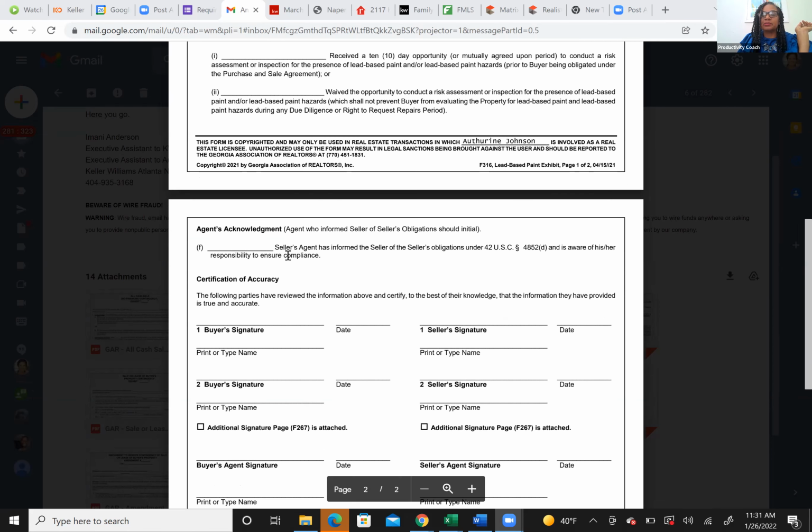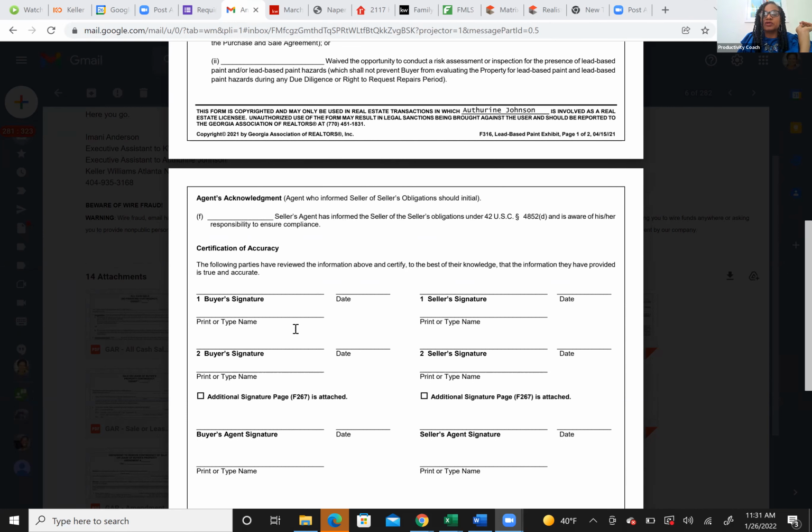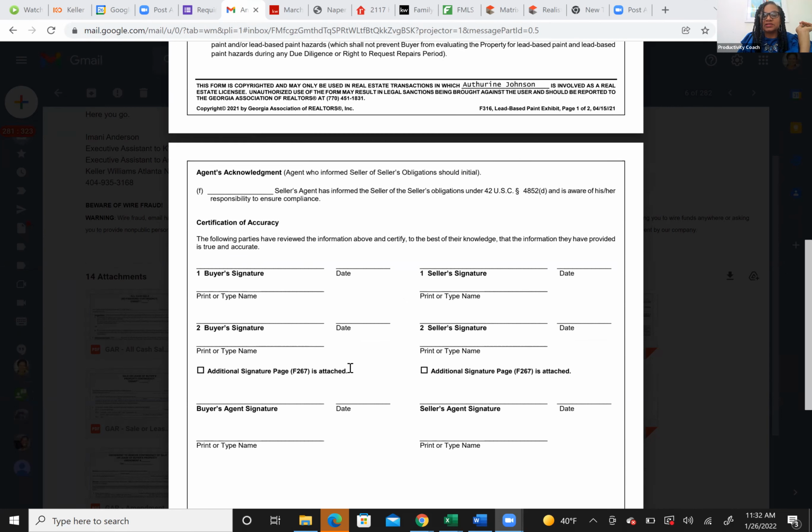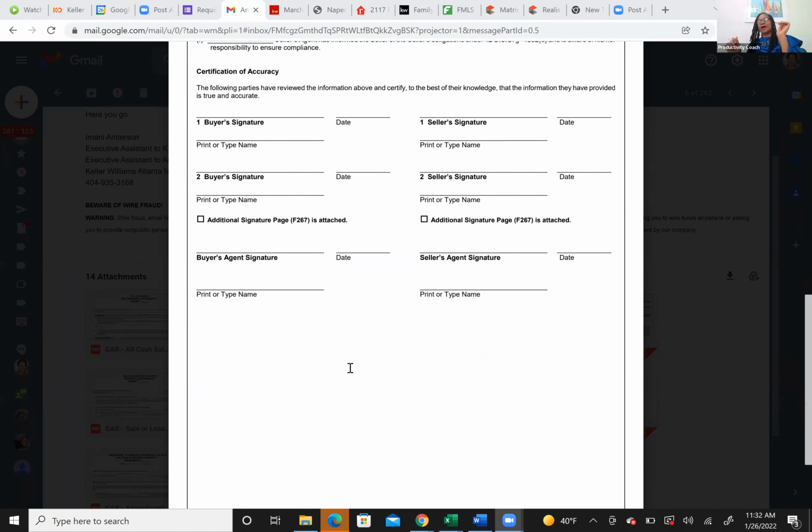All right, now here's your part as the seller's agent. Seller's agent has informed the seller of the seller's disclosure under, and they quote the law, and is aware of his or her responsibility to ensure compliance. So as the seller's agent, please, you must initial here. And then of course, we need all of the signatures before we go binding.